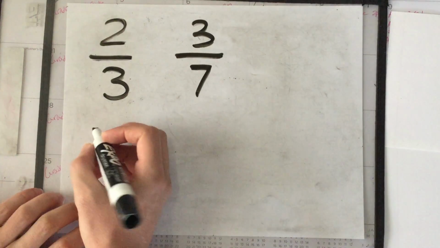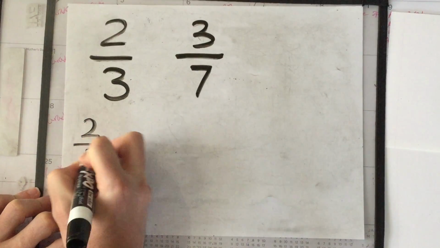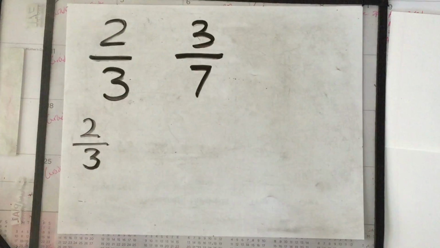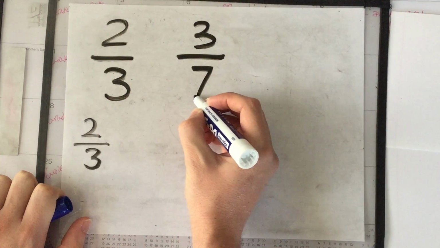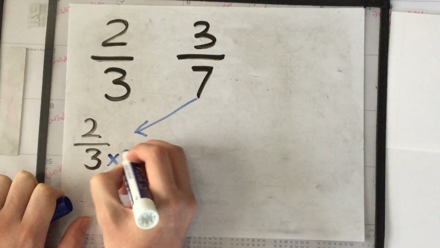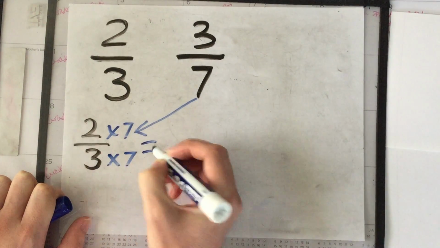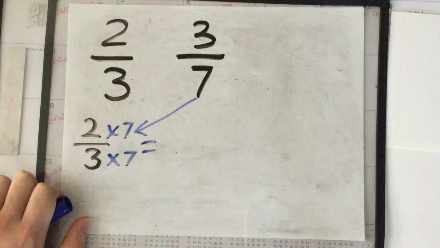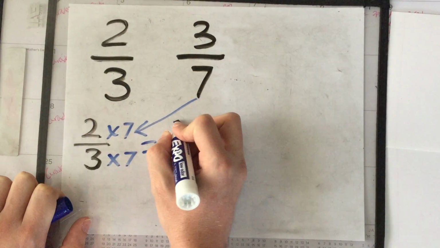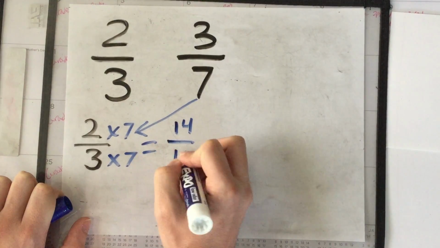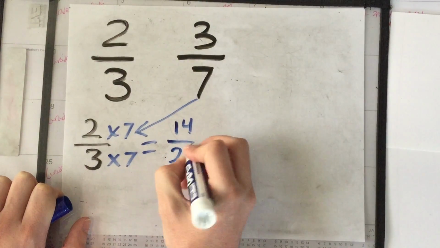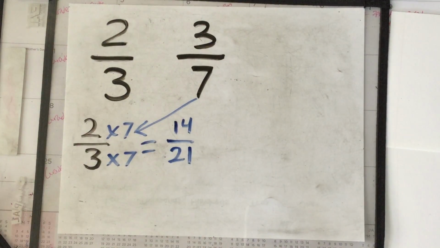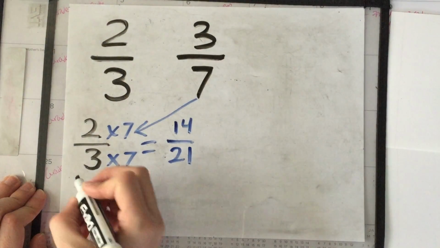Watch what happens here. 2/3. I can multiply this fraction by the opposite denominator, the denominator from the other fraction. Watch this. I can multiply this fraction by 7. Whatever I do to the top, I have to do to the bottom. And now I have 14 over 21. So now I have 21sts as my unit. But I still need to change my 3/7.